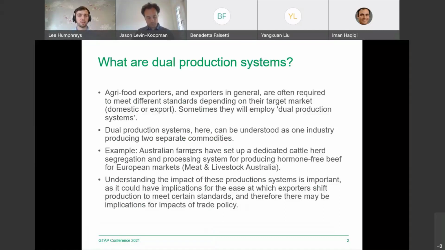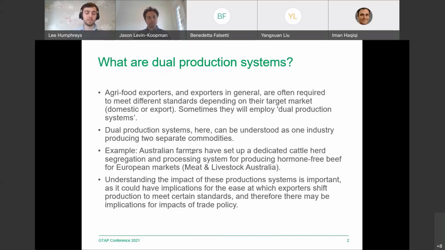So first of all, a slide on what dual production systems are. Agri-food exporters are often required to meet different standards depending on their target market. There may be different standards between the domestic market that they are producing in and certain export markets that they are targeting. That might mean different processes, different requirements, etc. And so sometimes they will employ what I call here dual production systems. Basically they can be understood as one industry producing two separate commodities. Similar commodities in terms of what they are, but with different processes and different requirements.